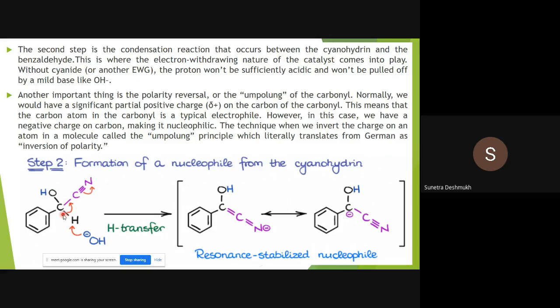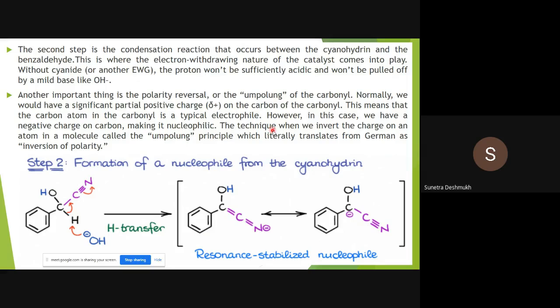This carbanion is getting stabilized by delocalizing over this cyanide group. The delocalization of the negative charge occurs to form a carbon-carbon double bond and a carbon-nitrogen double bond, with the negative charge residing on the nitrogen atom. That's why we can say this carbanion is getting stabilized. We got a resonance stabilized nucleophile, and another important thing is polarity reversal, or umpolung, of the carbonyl.